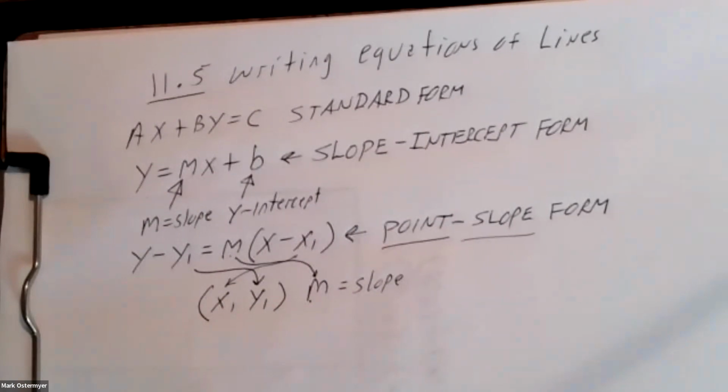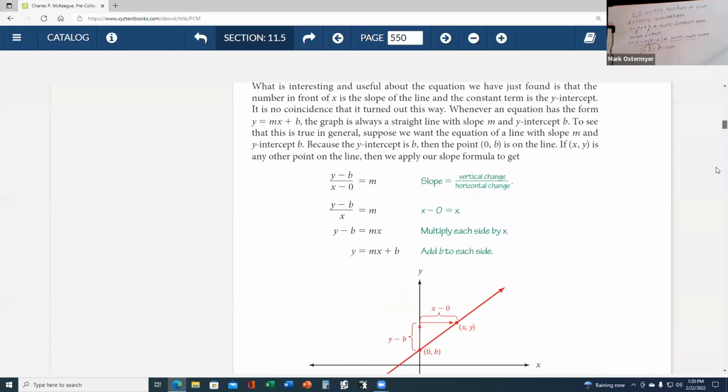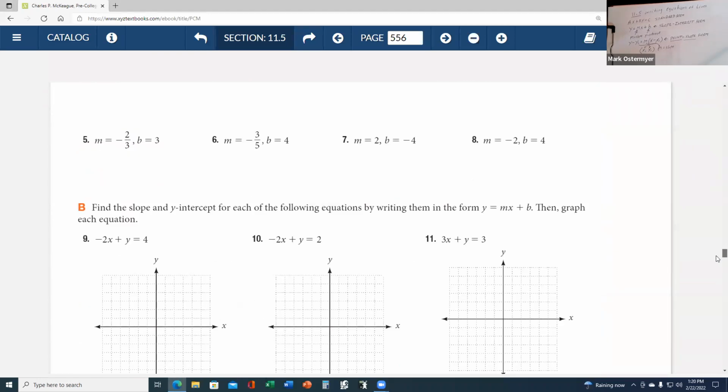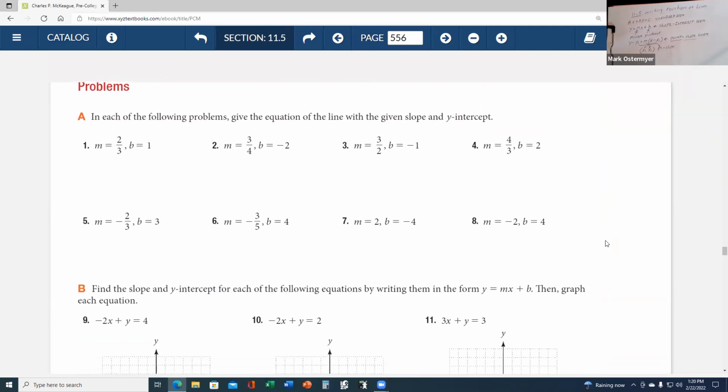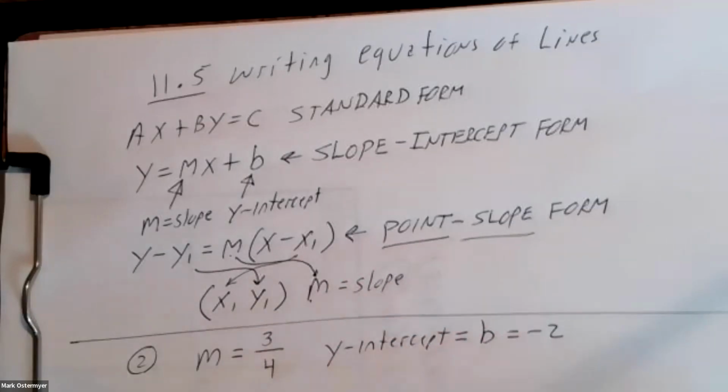All right, ladies and gentlemen, using those forms, we can begin to address the issue in this section, which is learning how to write the equation of a line. So let's just go down to our exercise set and begin. All right, so problems 1 through 8, it says in each of the following problems, give the equation of the line with the given slope and y-intercept. Well, for problem number 2 here, they indicate the slope of a line is positive 3/4, and they indicate the y-intercept of the line, which they call b, is equal to -2.